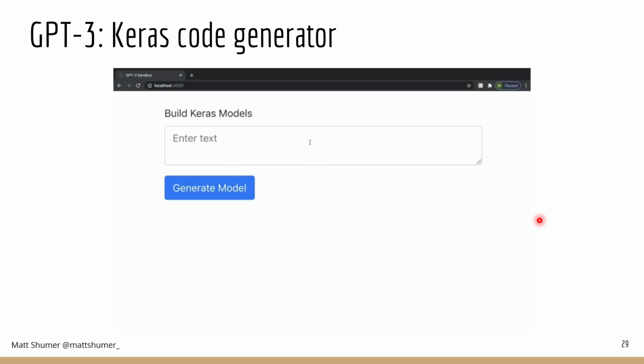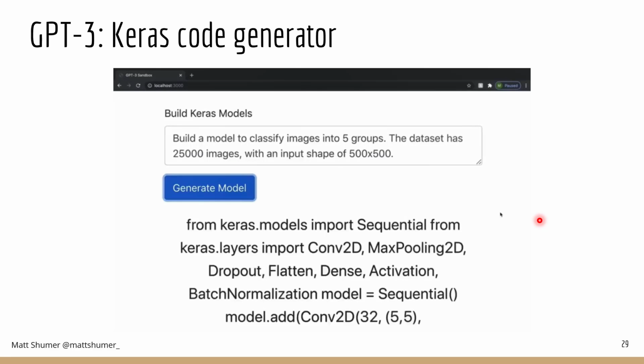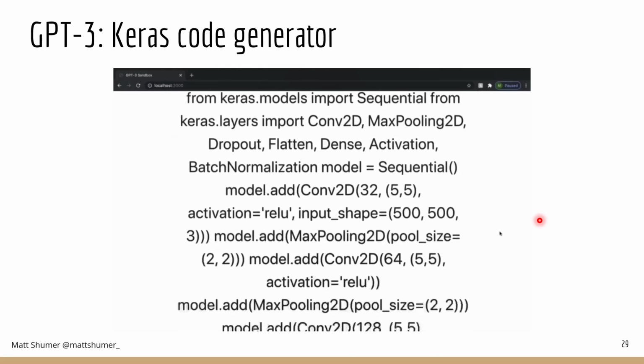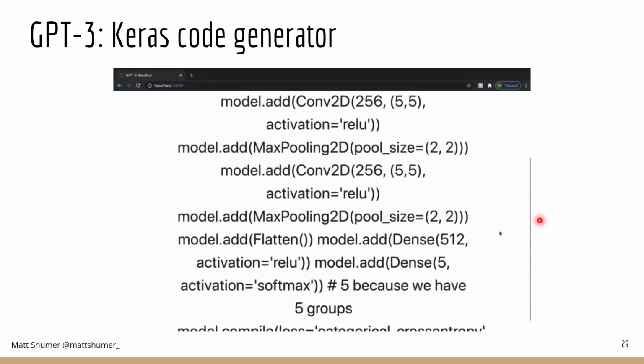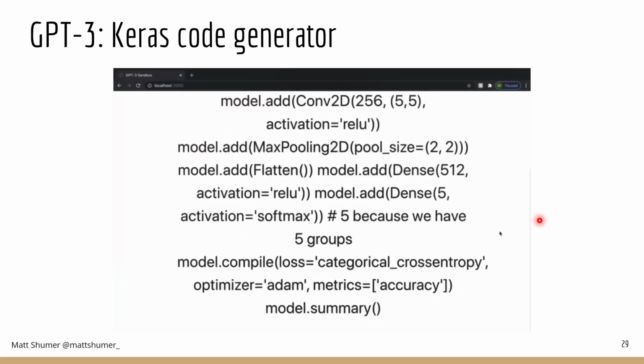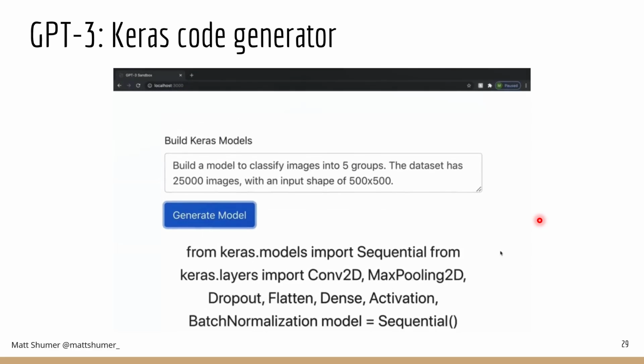You can also ask the model to generate Keras code for you, to build a classifier that classifies images into 5 classes. The input has 25,000 images of 500 by 500 dimension. And it generates the code for you. It imports some libraries from Keras. Then it has some dropouts, a stack of convolutional and pooling layers, and some optimizer and a compilation at the end. This, at least by the look of it, looks like relevant code for this task of image classification.